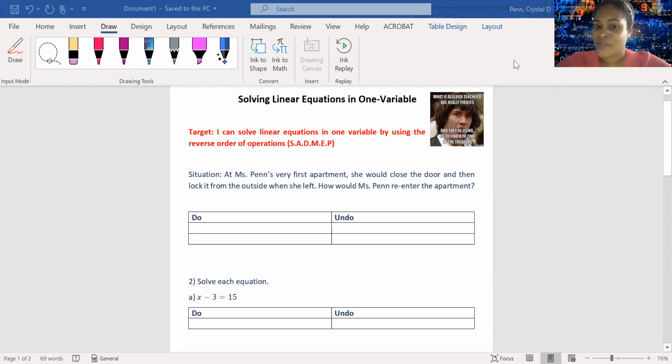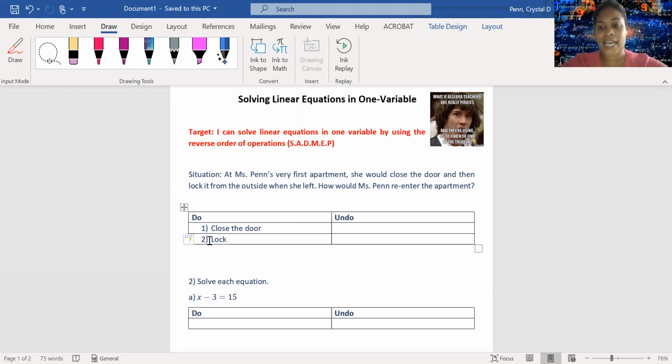It says, at Miss Penn's very first apartment, she would close the door and then lock it from the outside when she left. How would Miss Penn re-enter the apartment? When I say do, undo, we talk about what we did first and how do we go back from that. So let's take a look. To leave my very first apartment, I would have to close the door first. And then after I closed it, very important life skill, we had to lock it. Now, how would I come back?